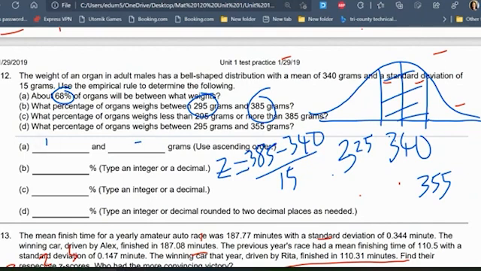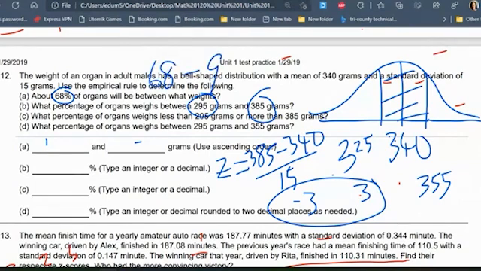So what percentage of organs were between, so this is 3 standard deviations above the mean. And if I check this one, it's going to be negative 3 standard deviations from the mean. And you already know that the empirical rule says plus or minus 3 standard deviations lie within 99.7%. The empirical rule says 68, 95, 99.7, for plus or minus 1 standard deviation, plus or minus 2 standard deviations, plus or minus 3 standard deviations.